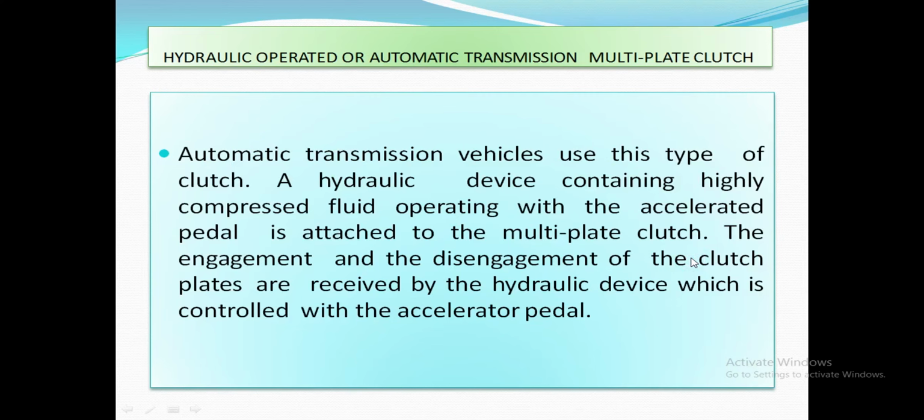Hydraulic operated or automatic transmission multiplate clutch. Automatic transmission vehicles use this type of clutch. A hydraulic device containing highly compressed fluid, operating with the accelerator pedal, is attached to the multiplate clutch. The engagement and the disengagement of the clutch plates are performed by the hydraulic device, which is controlled with the accelerator pedal.